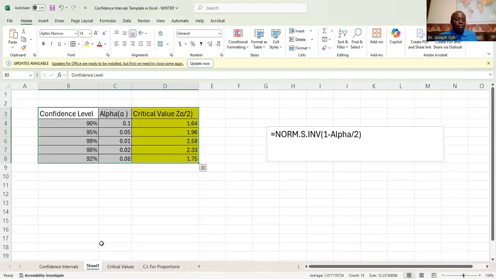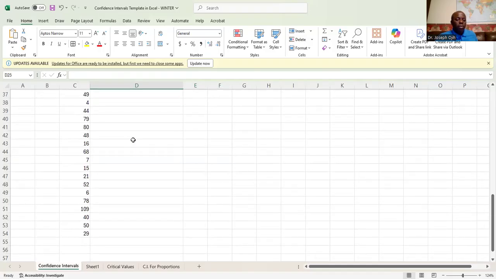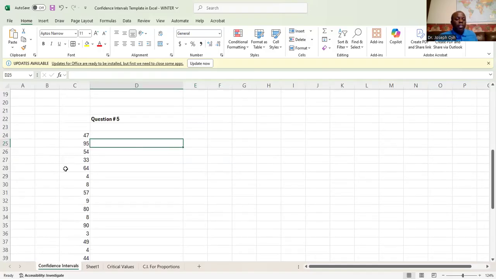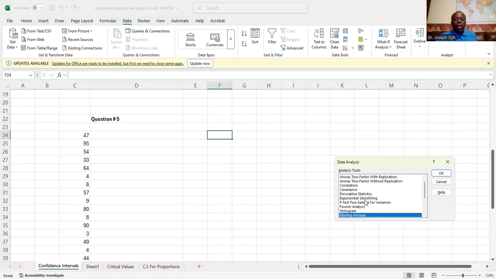So you can see it right there. Scroll down, you can see right here, the numbers all the way to the last one. So to make it fast in Excel, for this type where you are given the raw data, what you're going to do is click on data, analysis. You can see what you have. Descriptive statistics. Click on that and click OK.